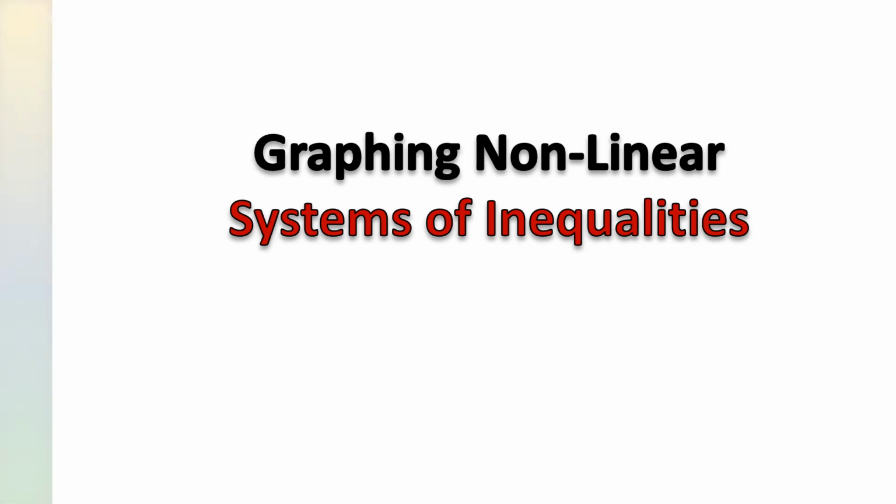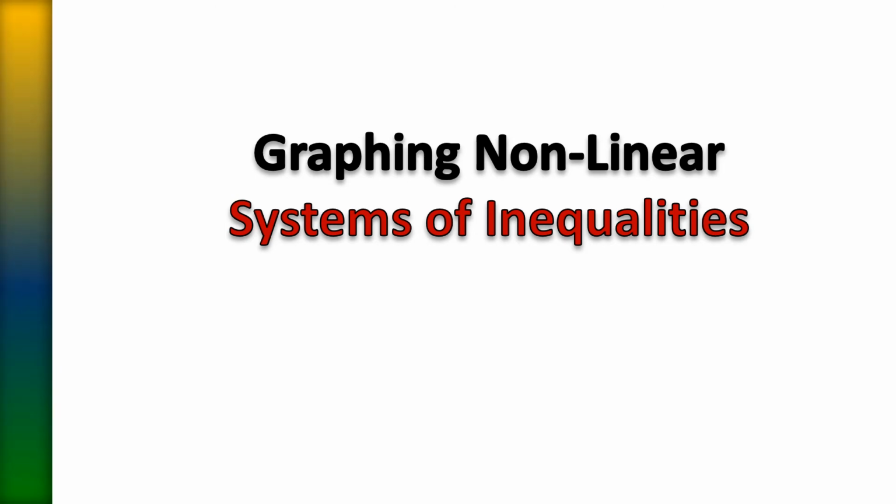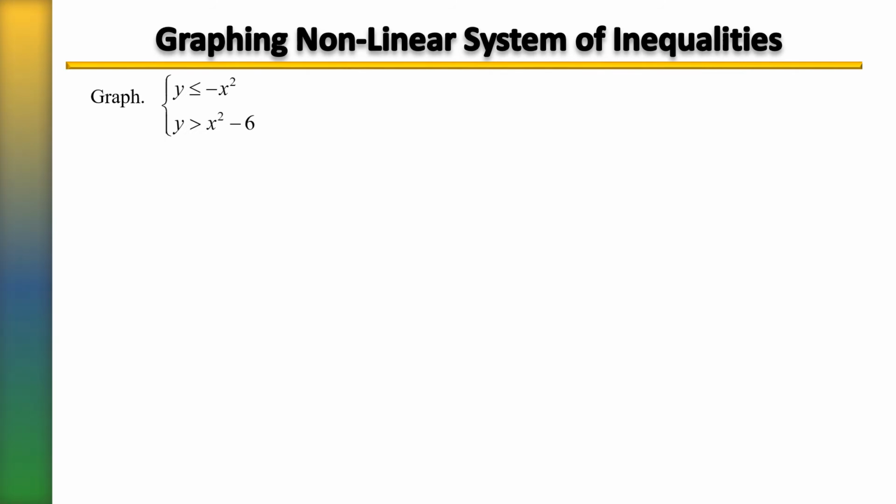And now we're going to graph nonlinear systems of inequalities. So here we have the two systems here, and we're going to go ahead and begin by sketching the first line, which is nothing more than the parent function, the quadratic function that has been reflected about the x-axis. So what we need to do is just to make sure that our y values are the opposite of what the parent function would be. So we're going to go ahead and sketch that parabola.